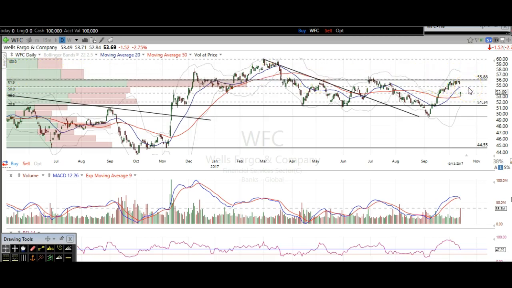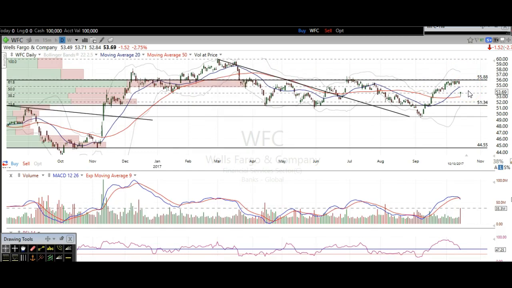So that's why we headed lower. Congrats if you followed along. Really study these levels here and why we liked Wells Fargo for a short there, because you can take it into your own trading. So we had resistance, volume point of control, and Fibonacci retracement level all matching up at the same exact level.